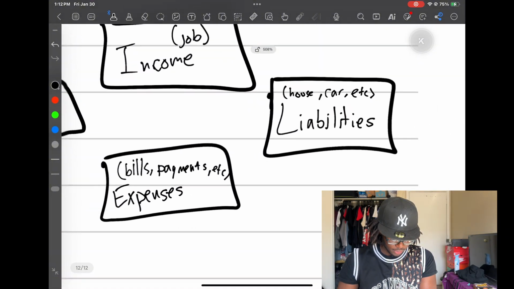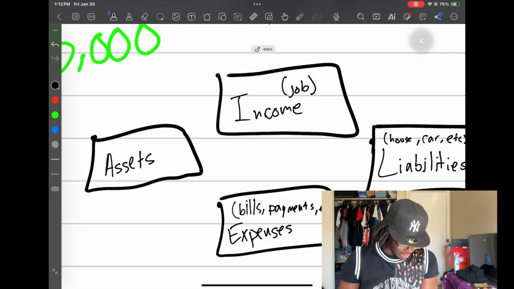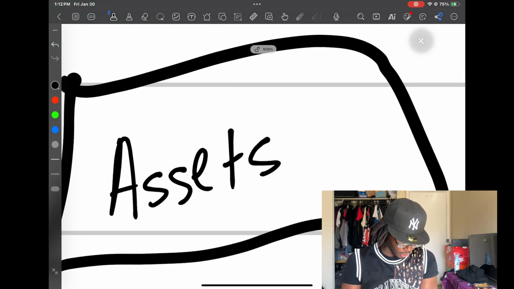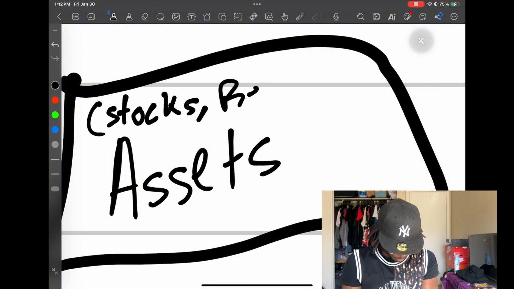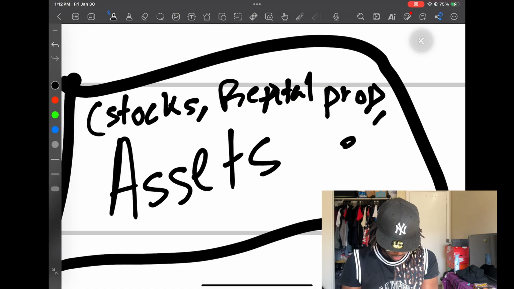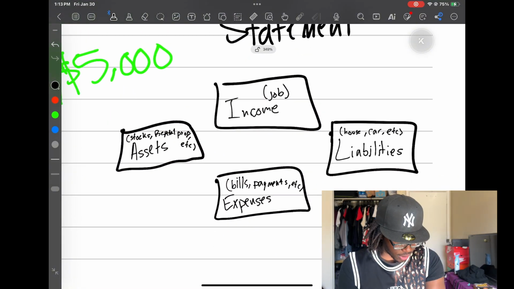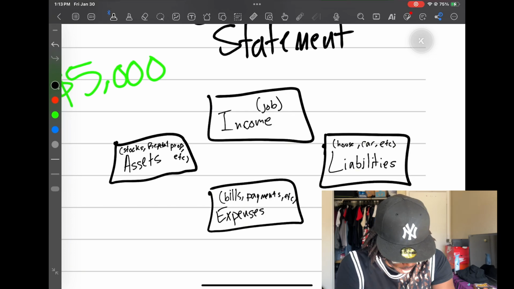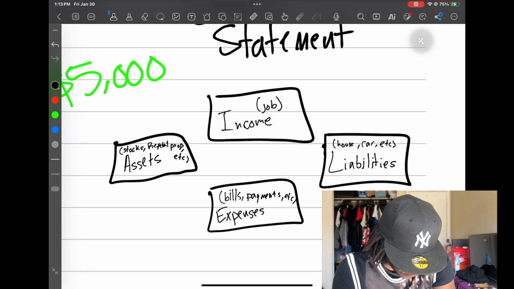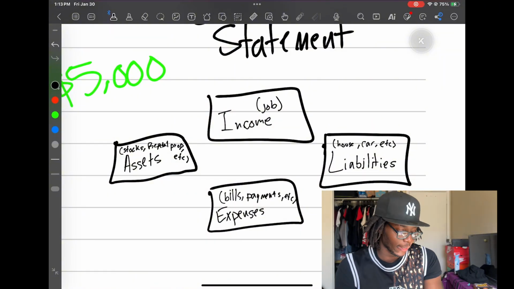Now let's say, for example, assets are also stocks, rental properties, and other things, etc. Okay. Now we've established that income is your job, and liabilities are a house or a car. Bills are payments and stuff like that. That's expenses. And assets are stocks and rental properties, stuff like that.